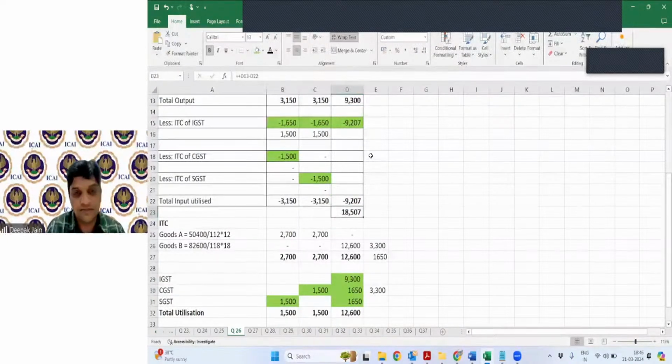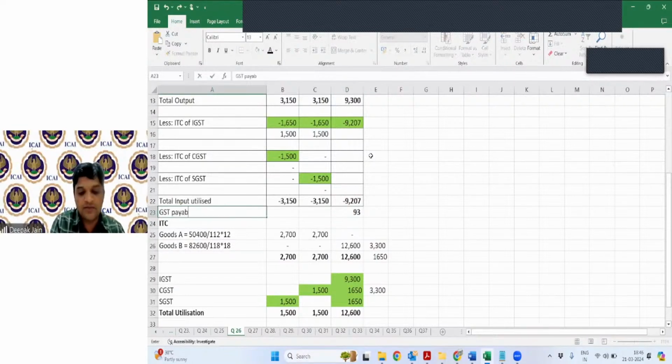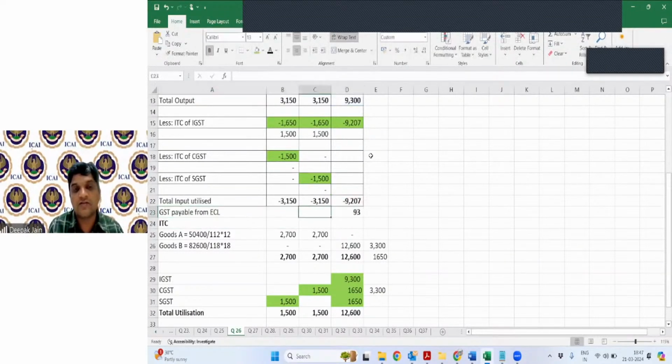GST payable from electronic cash ledger will be this much. You will utilize this much, and respectively, everything you will utilize only to the extent of 99 percentage.